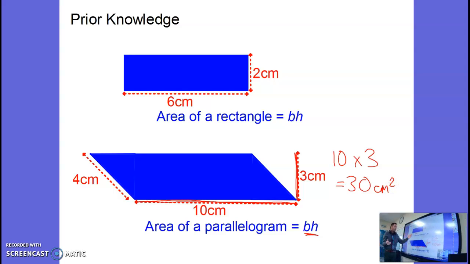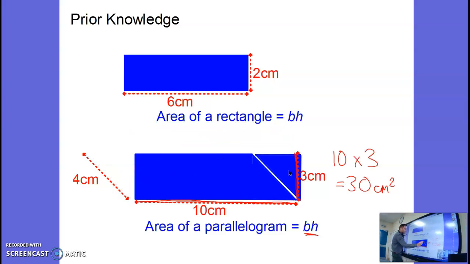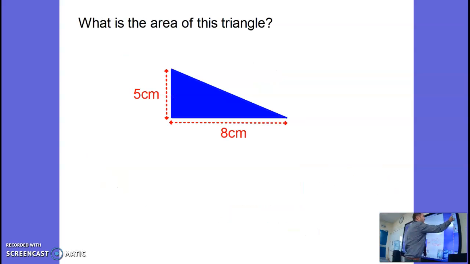So either a rectangle or a parallelogram is base times height. The reason it works for a parallelogram, little diagram for you. If I take that triangle off one end, put it on the other, you can see it just makes a rectangle that is 10 by 3. Okay, on to triangles then.